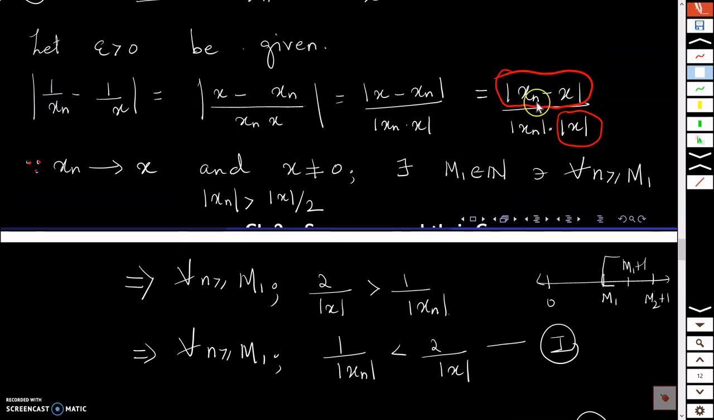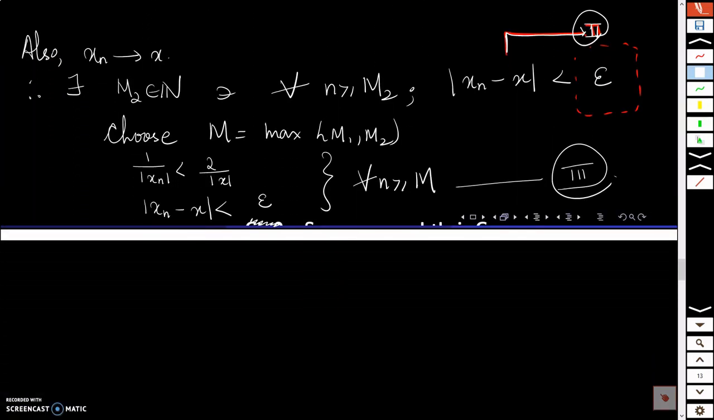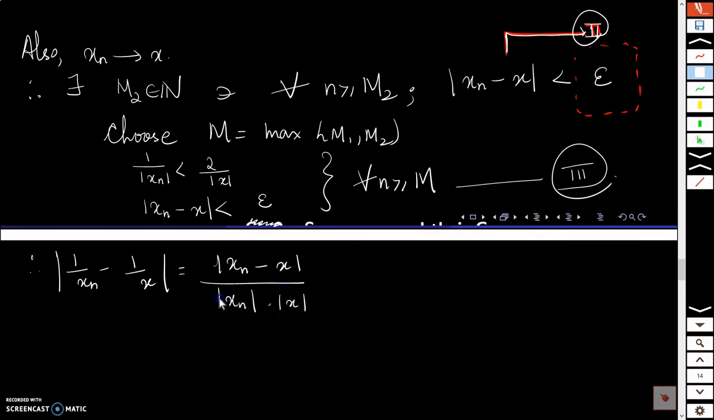Now what I need, I'll go back to this estimate. We showed that this is equal to this expression, that's what we got, right? So therefore, modulus of 1 by xn minus 1 by x is equal to mod xn minus x upon mod xn into mod x, right? Now 1 by mod xn is strictly less than 2 by mod x, and these things I'll keep as they are for now.